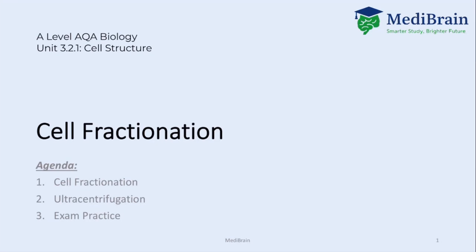Normally, when this comes up in an exam, you will be given extended answer questions, so 4, 5, or 6 markers, and they normally come towards the end of an A level AQA biology paper 1, where you have 15 marks dedicated to extended exam practice. So you have a 5 marker, a 4 marker, a 5 marker, and a 6 marker at the end of paper 1. And normally one of the questions is on cell fractionation and ultracentrifugation. So it is worth a lot of marks. That's why it's a really important topic to focus on.